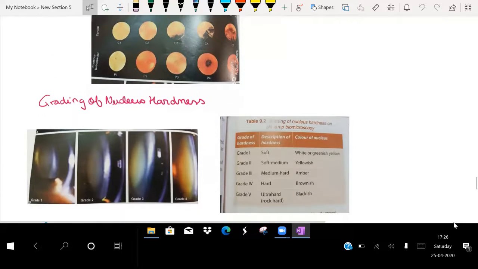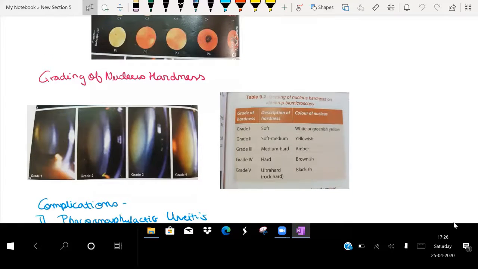Now for nuclear sclerosis, or hardness as well, we have a grading. Initially in grade 1, it is soft. In grade 2, it's soft to medium. In grade 3, it is medium to hard. In grade 4, it is hard. And grade 5 is ultra hard, which is like rock hard.